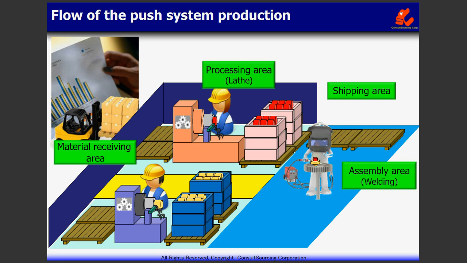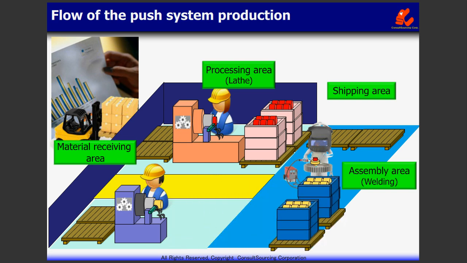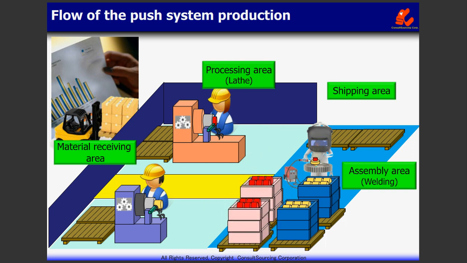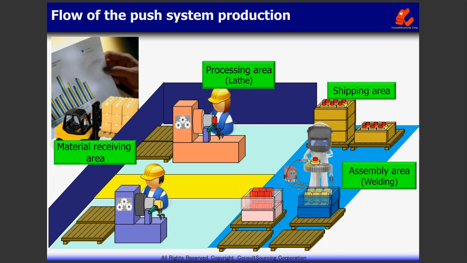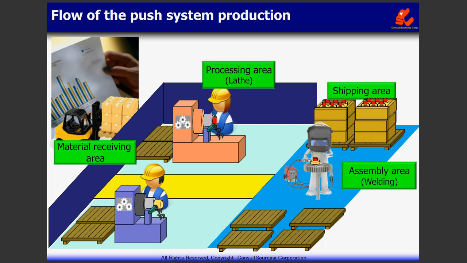Processing lot is kept at a large size so that the frequency of setups will be kept at minimum to achieve an efficient production. Process parts are then carried to the assembly area. Parts are welded and assembled in accordance with the production schedule, and are stocked in the shipping area. The standard stock is maintained to prevent any stock out.